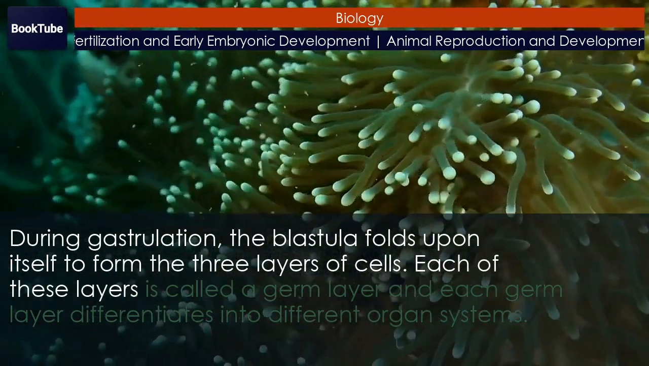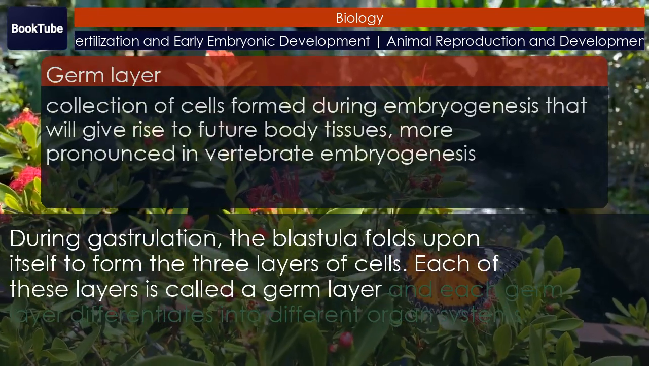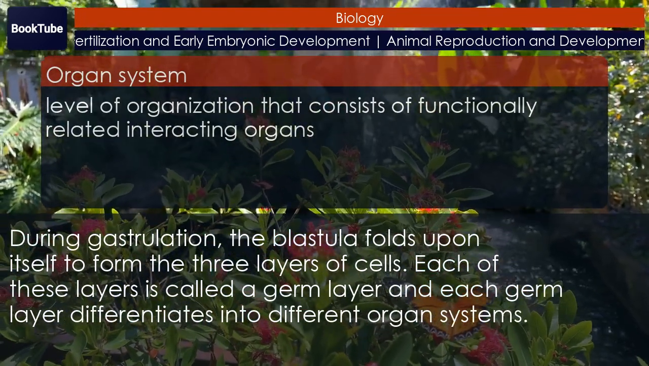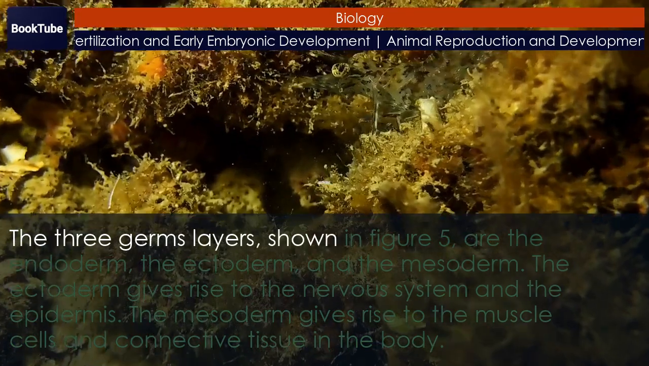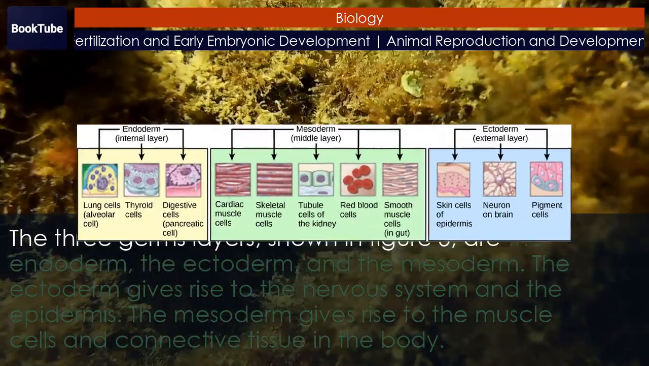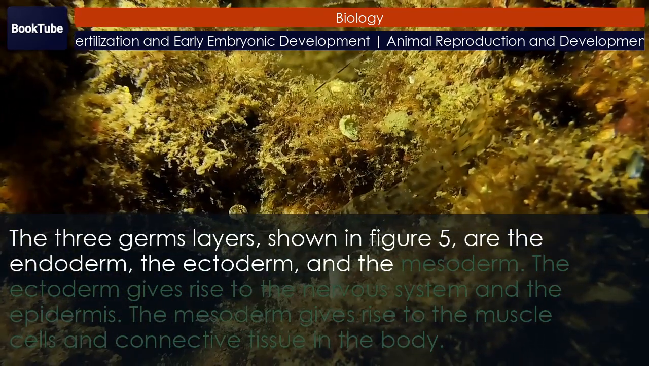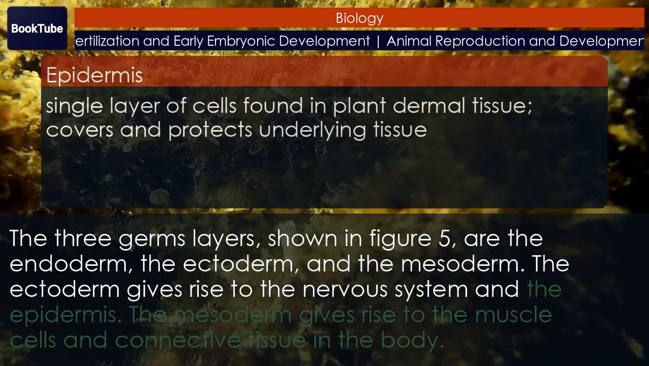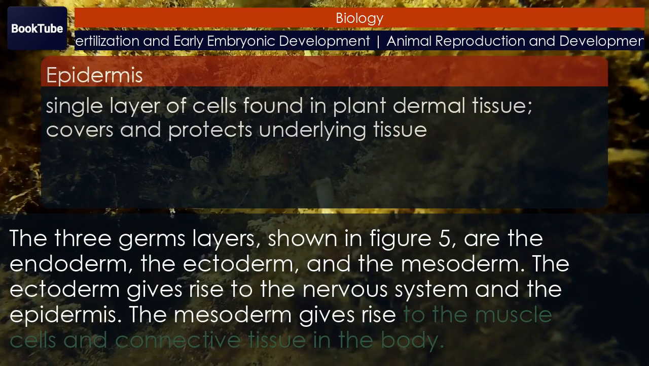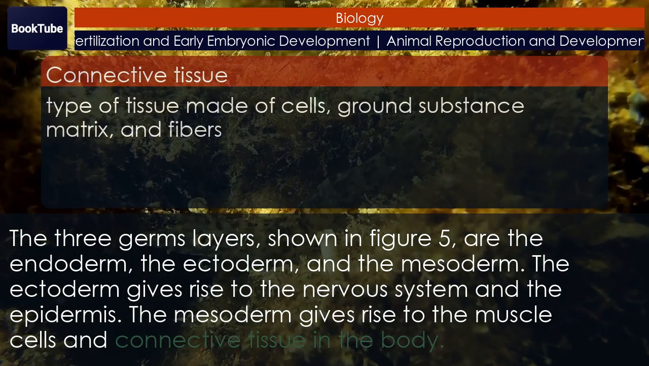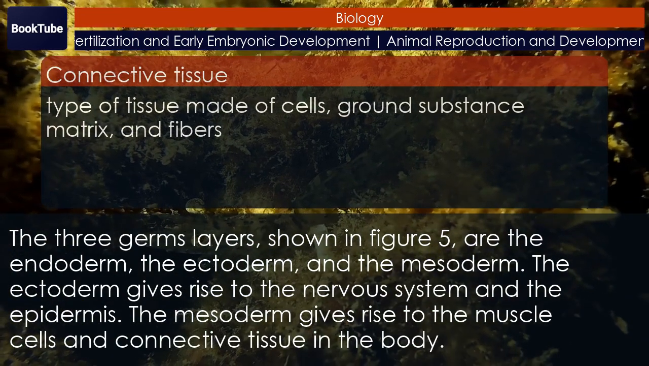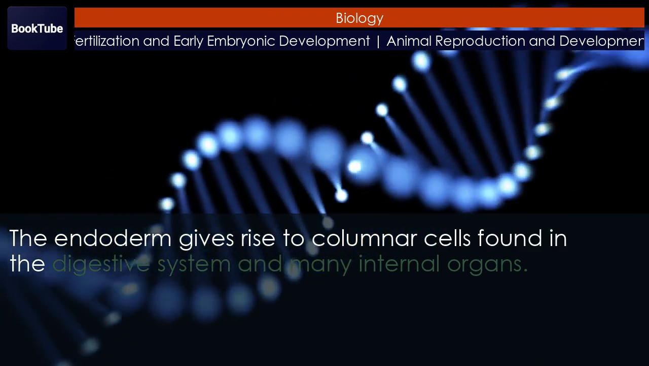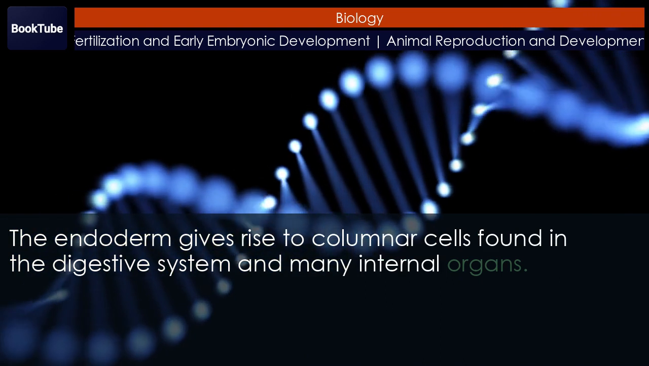Each of these layers is called a germ layer, and each germ layer differentiates into different organ systems. The three germ layers, shown in Figure 5, are the endoderm, the ectoderm, and the mesoderm. The ectoderm gives rise to the nervous system and the epidermis. The mesoderm gives rise to the muscle cells and connective tissue in the body. The endoderm gives rise to columnar cells found in the digestive system and many internal organs.